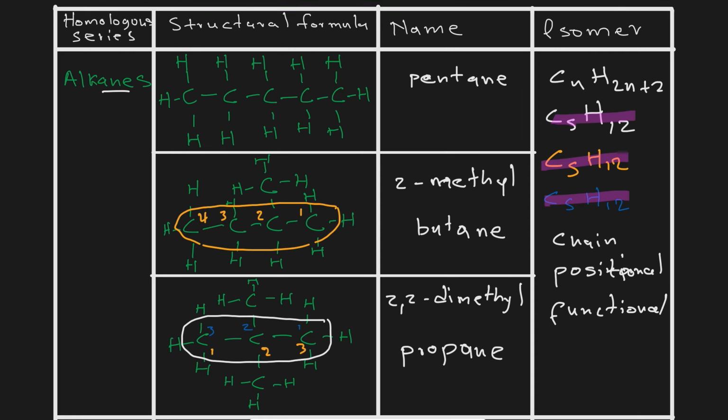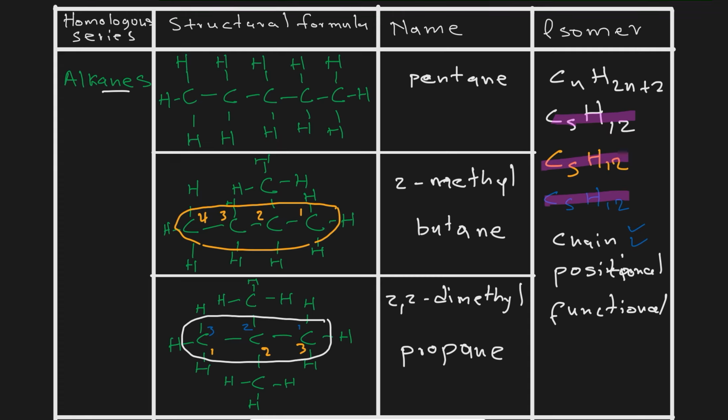In this case, if you look at what we have here, what is changing is the chain. Remember, the longest chain had 5 carbons. If you look at this chain here, it has 4 carbons. And this chain here has 3 carbons. So do you see that all these have the same molecular formulas, but they have different chains. That means all these isomers are going to be chain isomers. So that is how we identify a chain isomer.